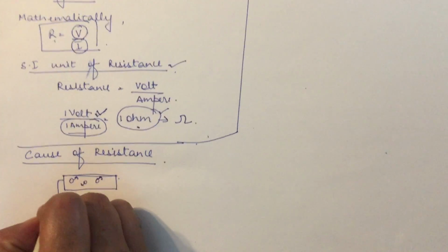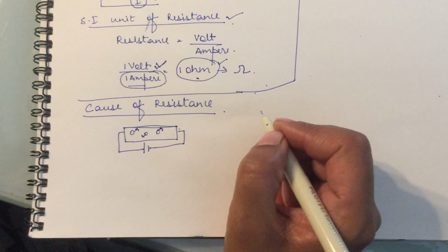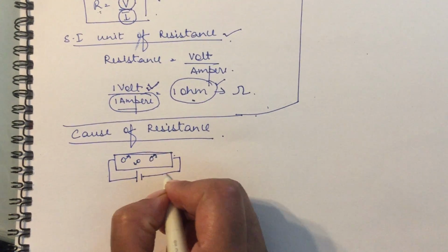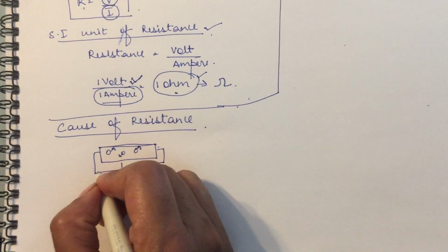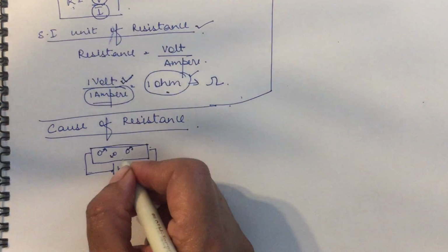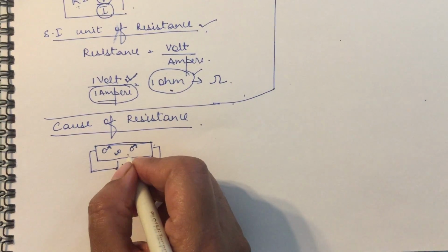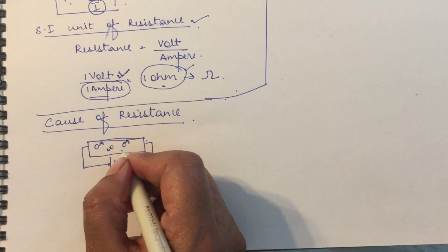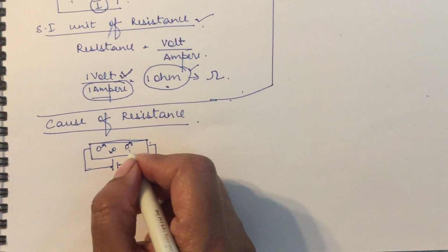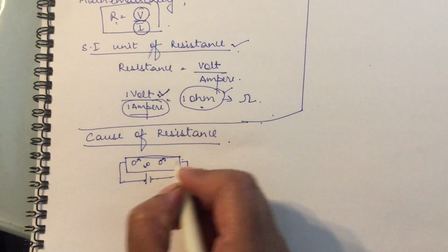Now, when we apply a potential difference across it, they start drifting from lower potential towards the higher potential. Due to this, when these free electrons get certain energy, they collide with the fixed ions, and due to these collisions, there is a resistance to the flow of current, and this is the reason for the resistance.